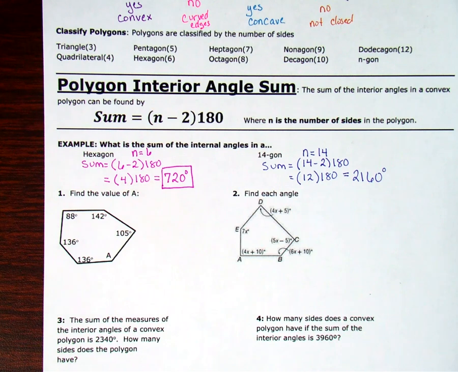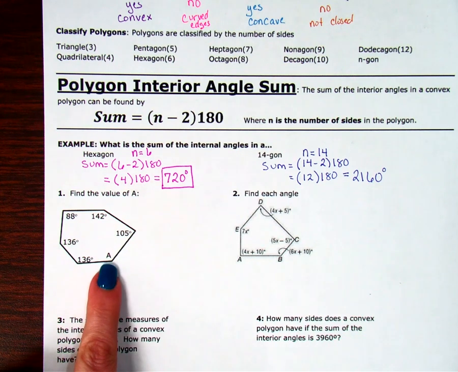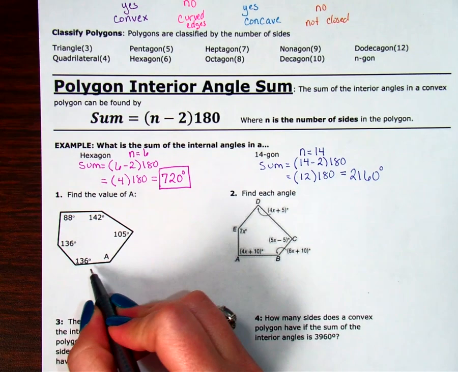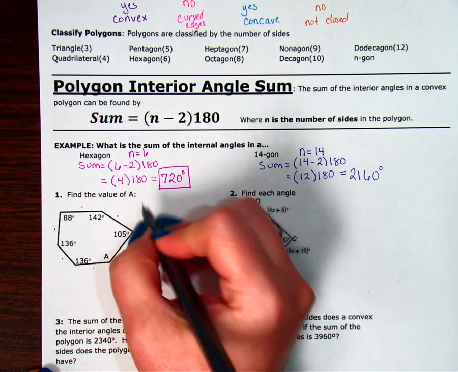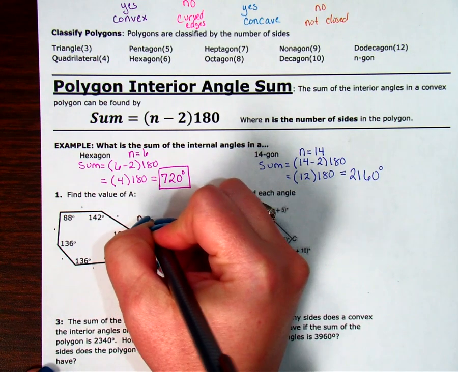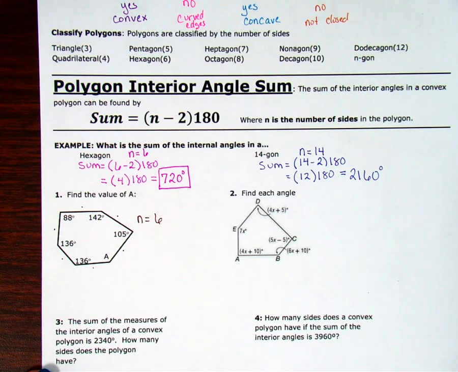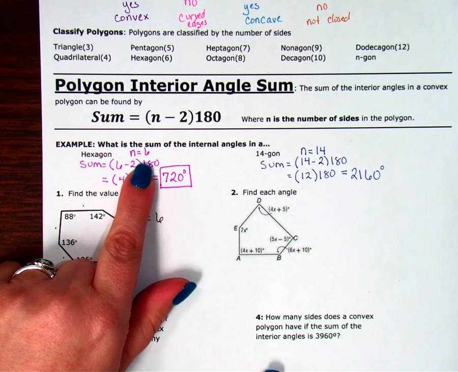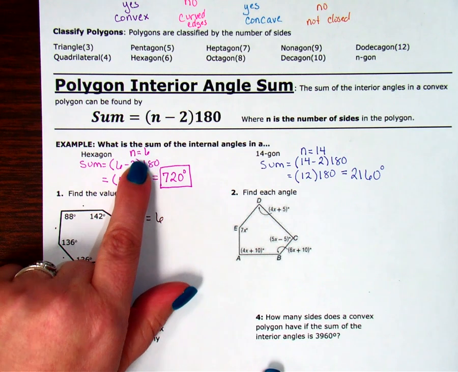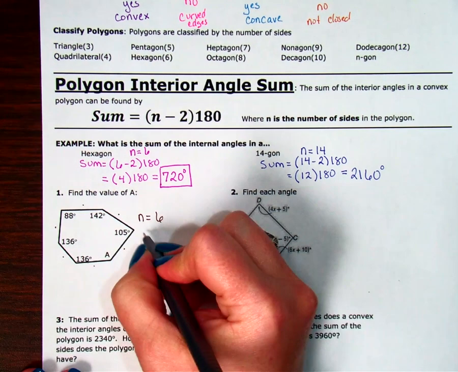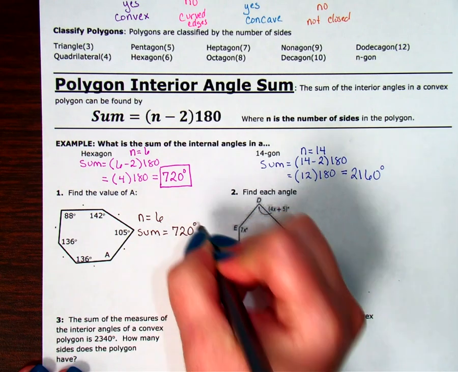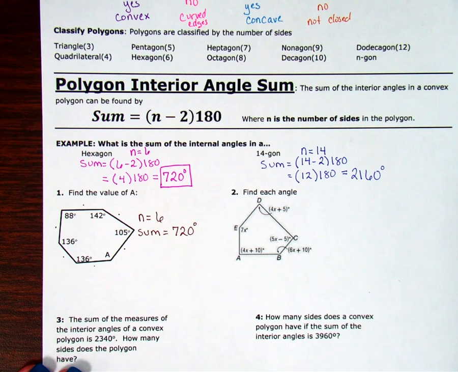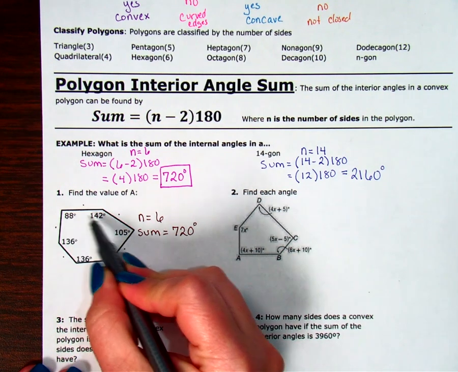Find the value of A. So I want to know how big this angle right here is. So let's see how many sides does this figure have. 1, 2, 3, 4, 5, 6. So I know that this is a hexagon because my number of sides is 6. Well, we just did that, right? I know if I have a number of sides being 6, I know that the sum is going to be 720. I don't have to do that again. We've already done it.